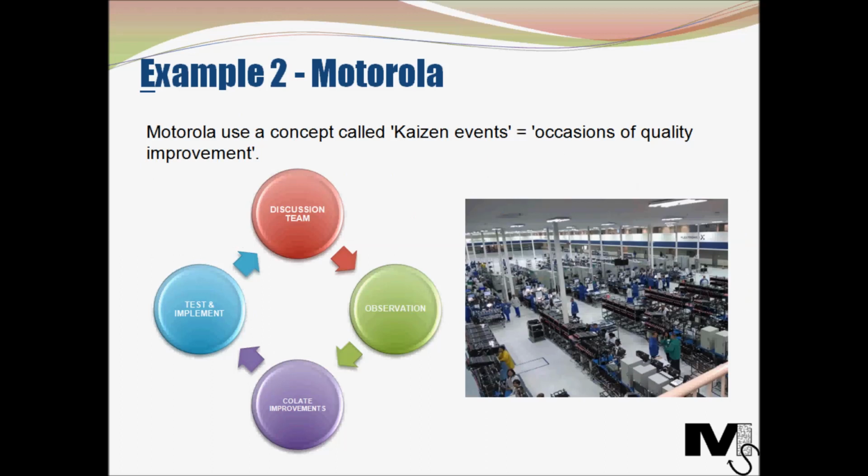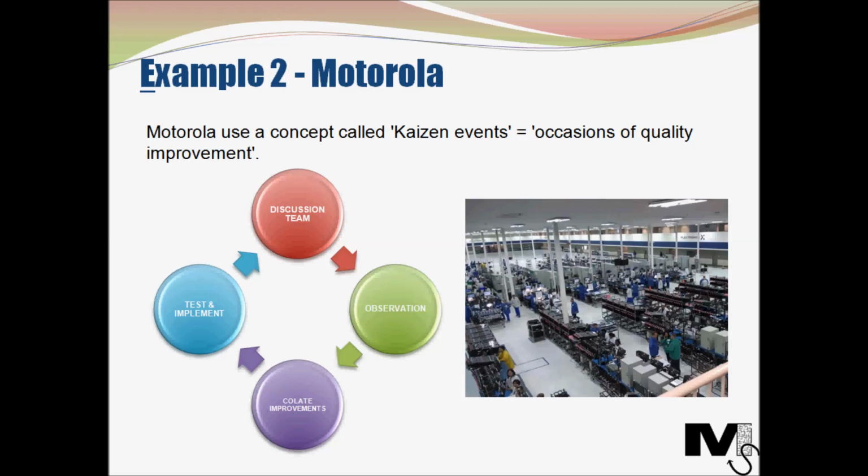Now, Motorola uses a concept called Kaizen events, which is their way of saying occasions of quality improvement. Here's how they go about implementing it. It follows a typical Kaizen cycle approach, which we've already looked at, with step one being the formation of a discussion team. So a team is put together which consists of representatives of different departments, mid-level managers, and factory workers.